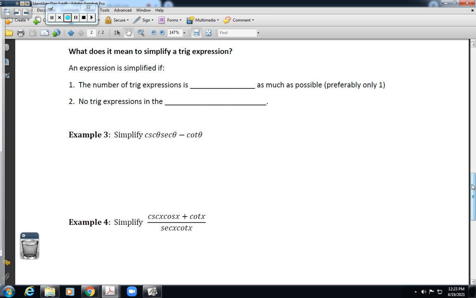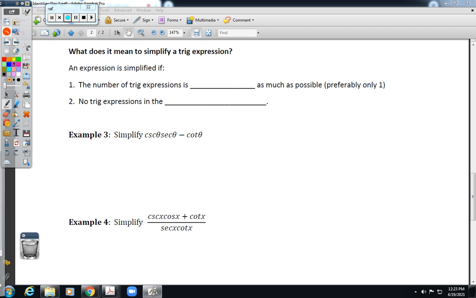Okay, so what does it mean when we say simplify? Because that's what the directions are going to say. They're not going to tell you how to simplify. They're going to say simplify. Simplify means that we have minimized the number of trig expressions as far as we possibly can. In an ideal world, we would always get to only one, but we won't always make it there.